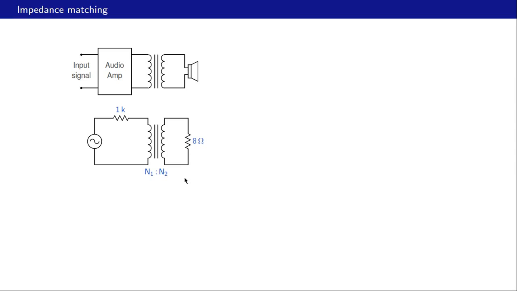Our objective, of course, is to maximize the power transfer from this circuit to the speaker. That is how we will hear the loudest sound that is possible with the given input signal. Alright, so let us simplify this circuit. We can transfer this resistance to the other side of the transformer, and then it becomes (N1 by N2) squared times 8 ohms.